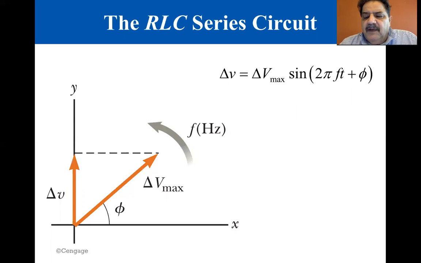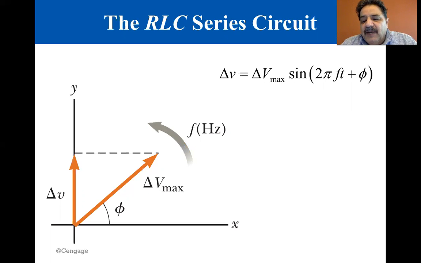We can use a technique involving vectors to account for the different phases of the voltage drops. We can represent the voltage across each element with a rotating vector, as in the figure here. The rotating vectors are referred to as phasors, and the diagram is called a phasor diagram.